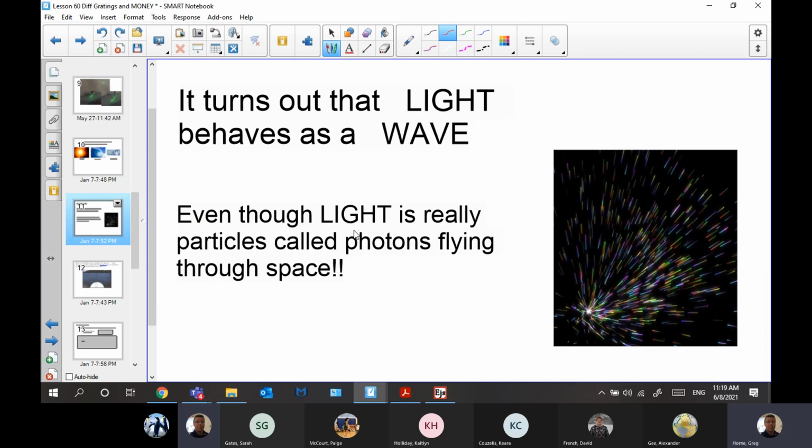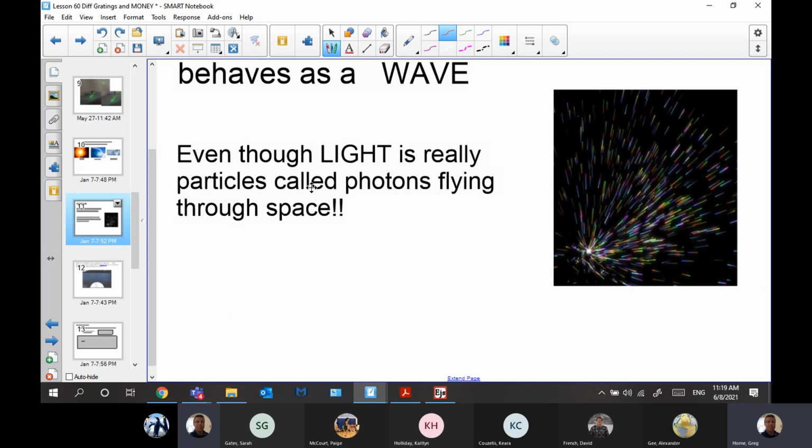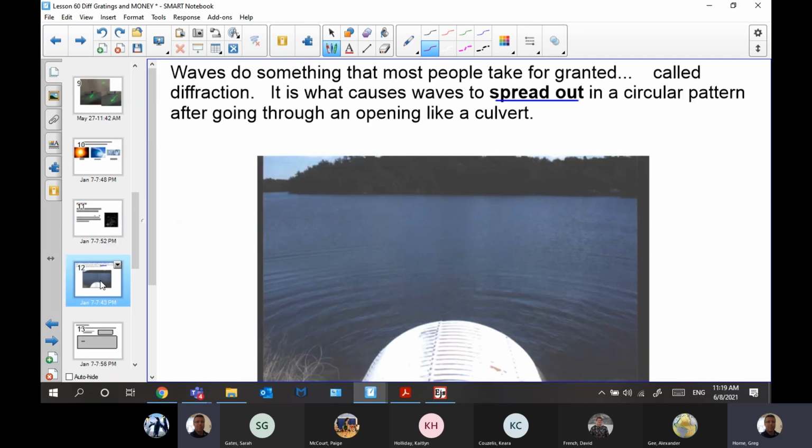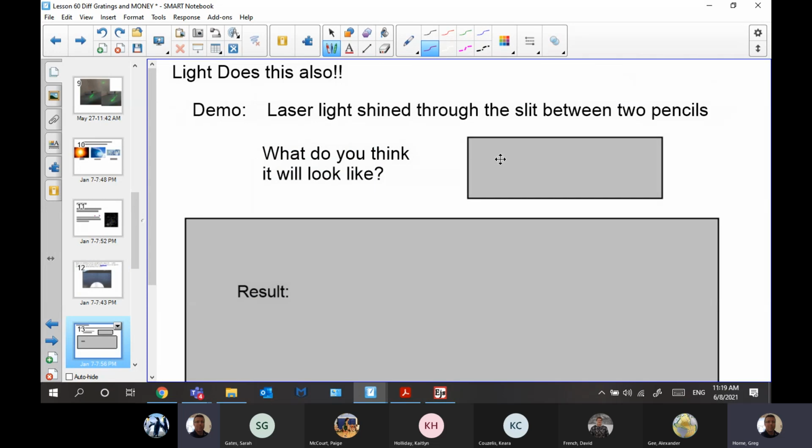It turns out that light behaves as a wave, as we've been seeing lots and lots of times, even though light is really, and I'm going to put that in quotes, because this is what people tend to think, really particles called photons flying through space. We have these two competing ideas that we've been talking about. So since light behaves as a wave, we can look at wave patterns, diffraction, circular patterns, and so on. Waves do something called diffraction that people don't even necessarily notice, and light certainly does that too. And so that's the key here.